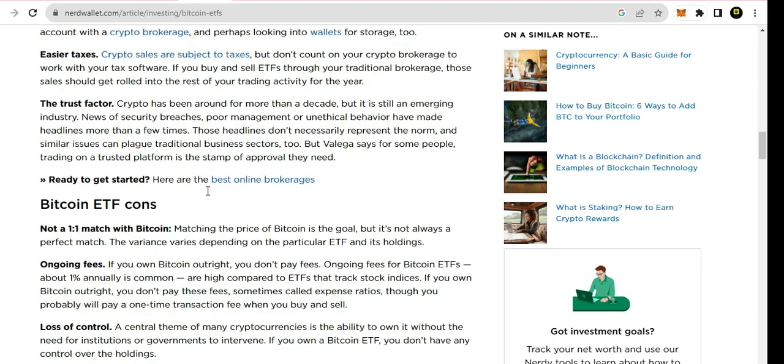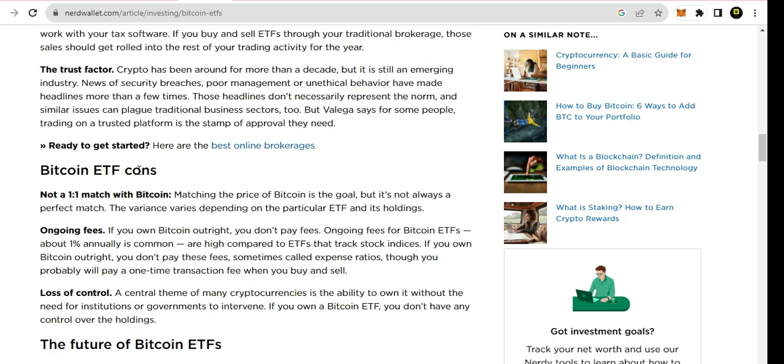Now, there are some cons, of course, to the ETF. Like anything, there's pros and cons. So it's not a one-on-one match with Bitcoin. Matching the price of Bitcoin is the goal, but it's not always a perfect match. The variance varies depending on the particular ETF and its holdings.